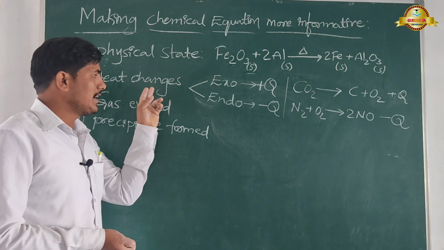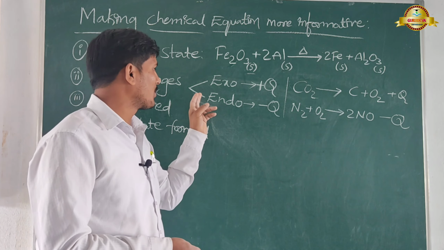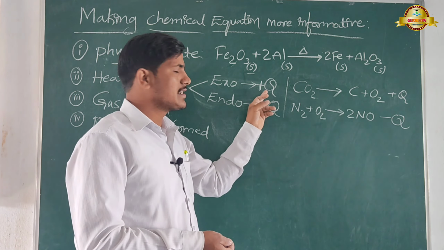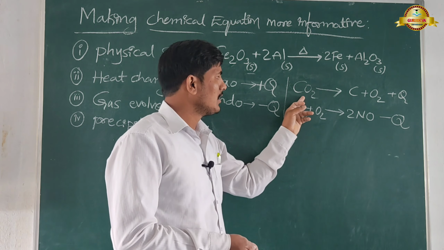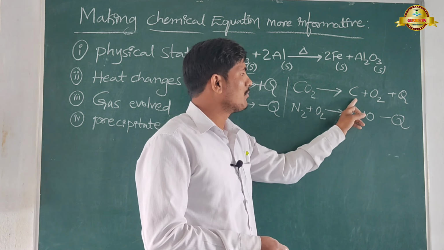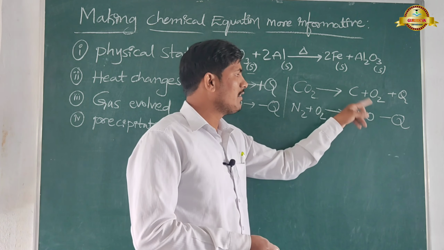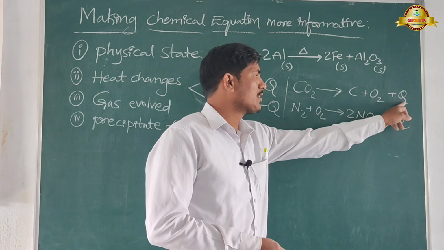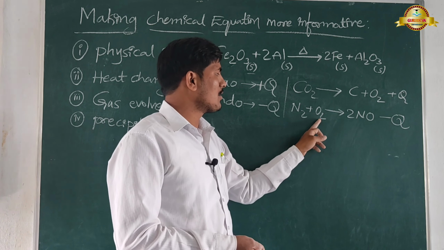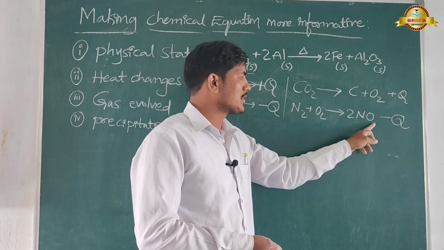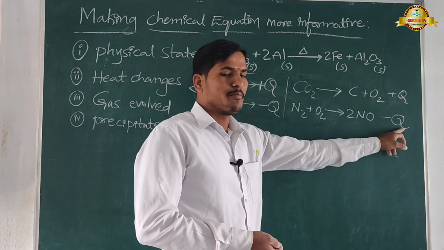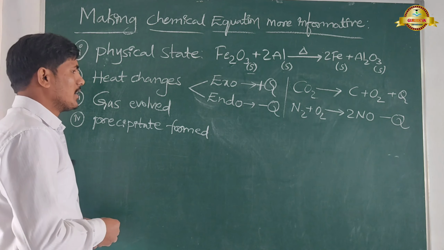Once again, based on heat changes, the chemical reactions are classified into two types, exothermic reactions and endothermic reactions. Heat energy is denoted with Q. When carbon dioxide decomposes, it will form carbon and oxygen. In that time heat is liberated or evolved, and it is denoted with plus Q. It is called an exothermic reaction. When nitrogen is treated with oxygen, it will form 2 moles of nitric oxide. In that time heat is absorbed. It is denoted with minus Q. It is called an endothermic reaction.